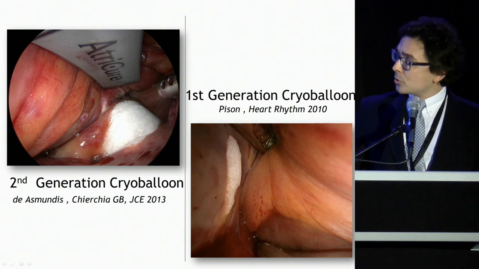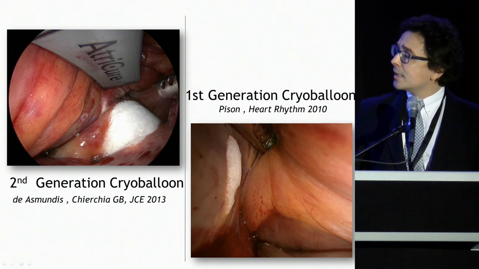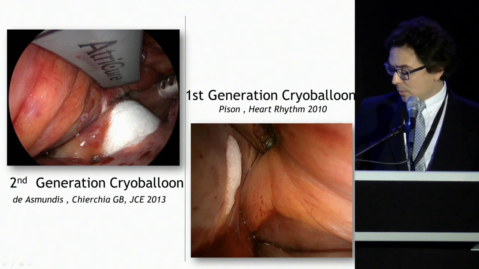This was published by our group, and as you see, the image is distinctly different. This really looks like a globe of ice. It's extending much more proximally and distally, and of course, you have no areas of suboptimal lesion. It's just a blob of ice which is forming around the vein.